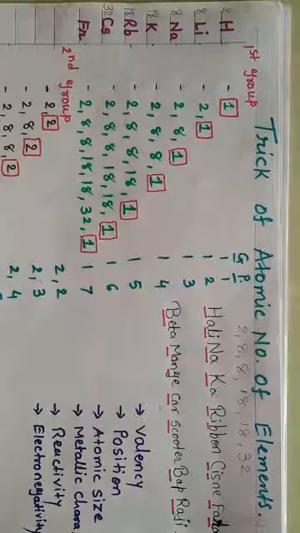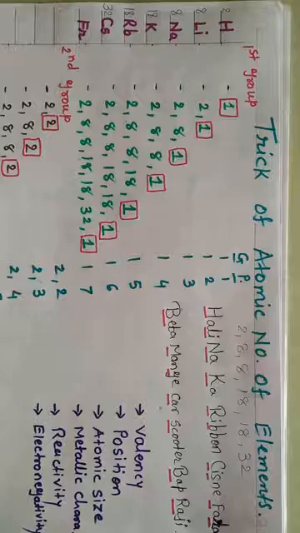Hello friends, in this video we will learn the trick of how to find atomic numbers of the elements, and from that, which periodic properties we can know. You can see the numbers 2, 8, 8, 18, 18, 32.